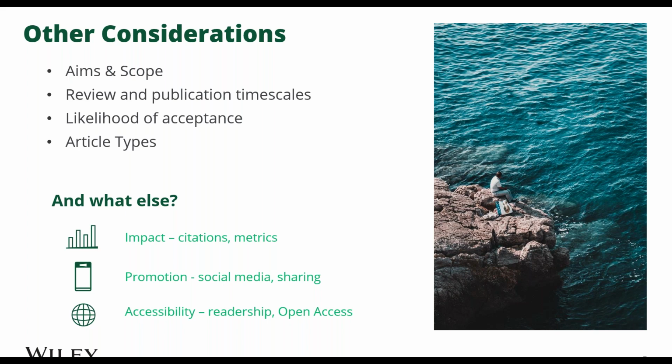Firstly, the aims and scope of the journal. This is one of the most important things to be aware of. Every journal has an aims and scope, which will tell you exactly what topics they publish on and what perspectives they're looking for. You should make sure that whatever your article is about, it matches the aims and scope of the journal that you submit to.